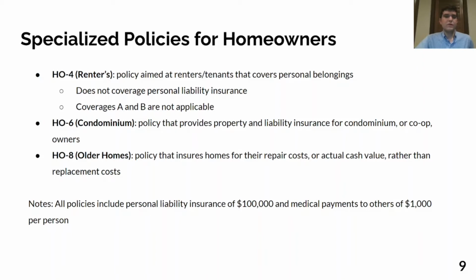And finally, older homes policy that insures homes for repair costs or actual cash value rather than replacement costs, just because it makes more sense, just because you're likely to repair the home more than actually replacing it. And finally, a note that all policies do include personal liability insurance up to $100,000, as well as medical payments to others up to $1,000 per person, as we mentioned previously.